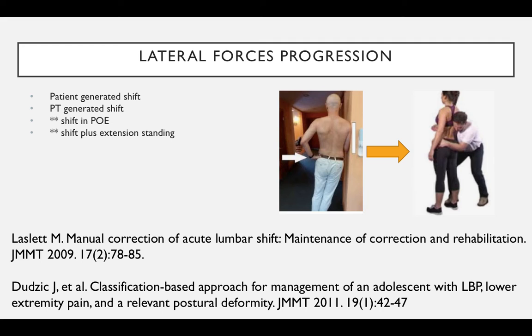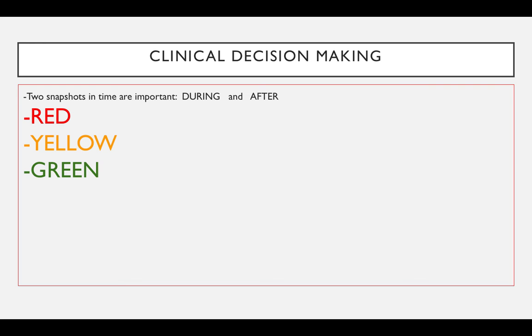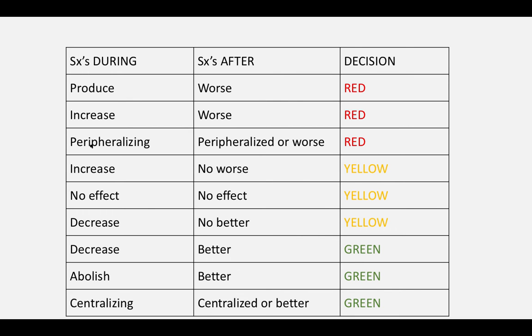This slide shows the lateral force progression, which we will discuss in lab. And finally, this slide shows the flexion progression we will discuss in lab. We will now introduce what to make of your findings. We want to consider two snapshots in time, symptoms that occur both during and after movement. We will use a color system to aid in decision on where to go next. This chart will hopefully help you through the examination of this patient.